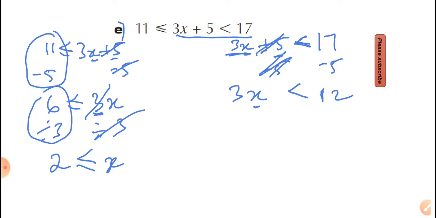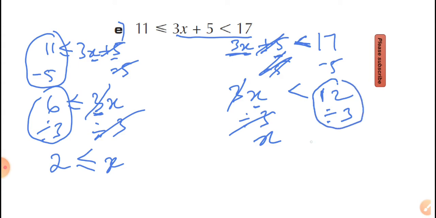Now to get the x on its own, I have to deal with the times 3, so I have to divide by 3 on the left, I have to divide by 3 on the right. So the times 3 and divide cancel out, it's just x on the left hand side. On the right hand side, 12 divided by 3 is equal to 4. So x has to be less than 4.